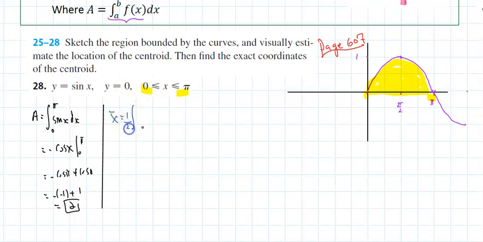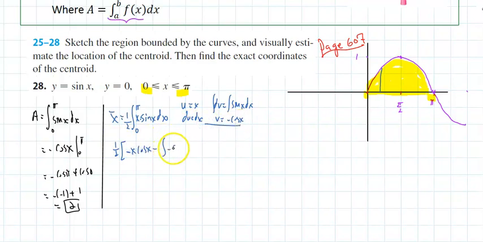To find x bar, again, these formulas are provided. It's 1 over A, the integral from 0 to pi, identical. And here we could see that we're going to run vertical. So that's going to be sine of x dx times x. Well, let u equal x, du is dx. Let dv equal sine of x dx. v will be negative the cosine of x. So u times v minus the integral of v du.